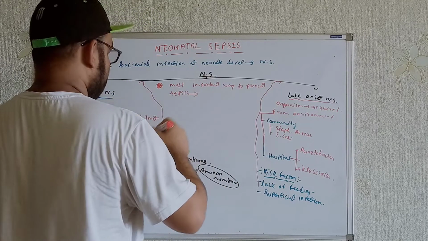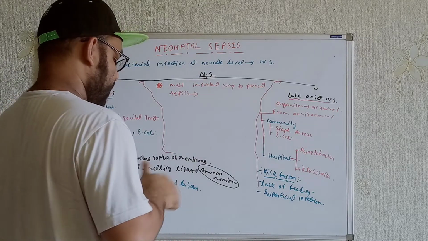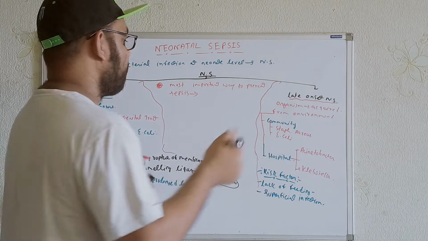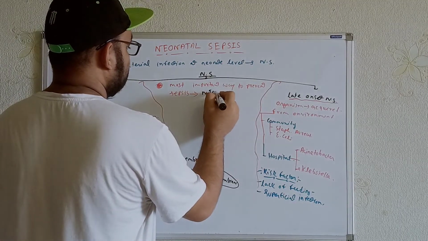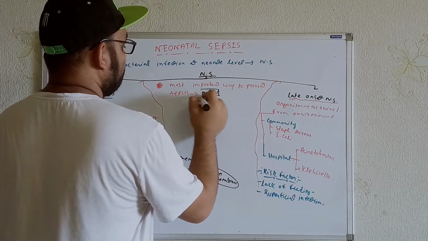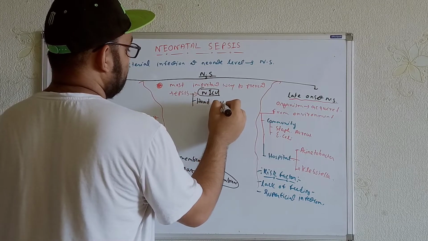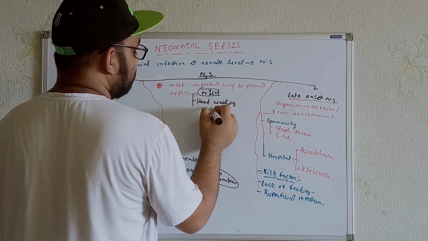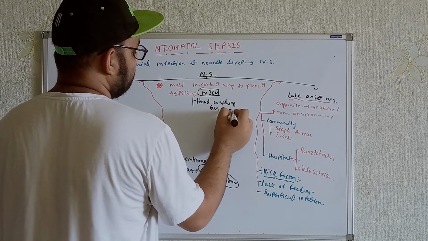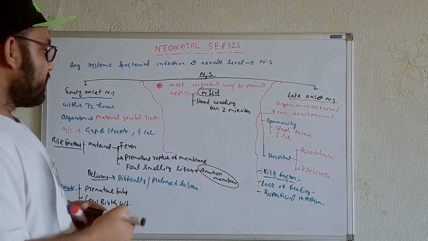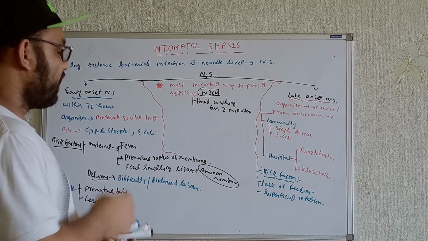In these cases, it's a very simple thing: hand washing. Before going to the ICU, we need to do hand washing, at least for 2 minutes. The next question they can ask is which of the following organisms is the most common organism.